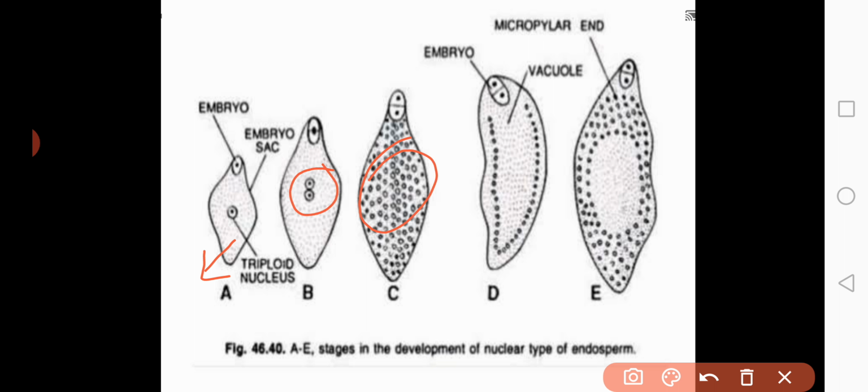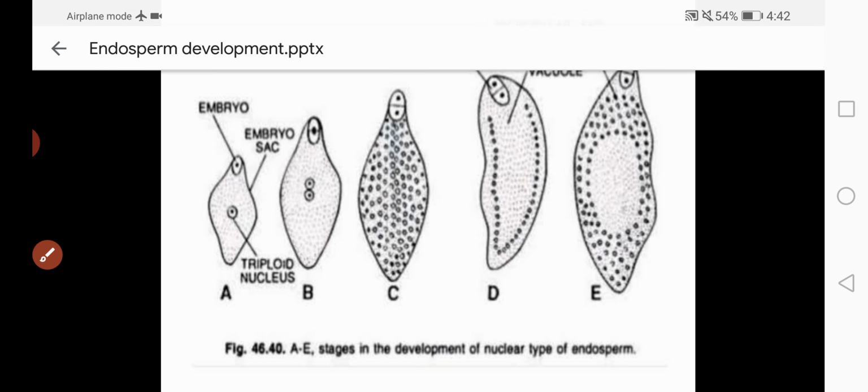You can see here only the nuclear divisions take place, not the cytoplasmic division. Now, after the formation of many nuclei, a central vacuole develops so that all the nuclei are shifted to the peripheral position. Clear? So this is about nuclear endosperm formation.